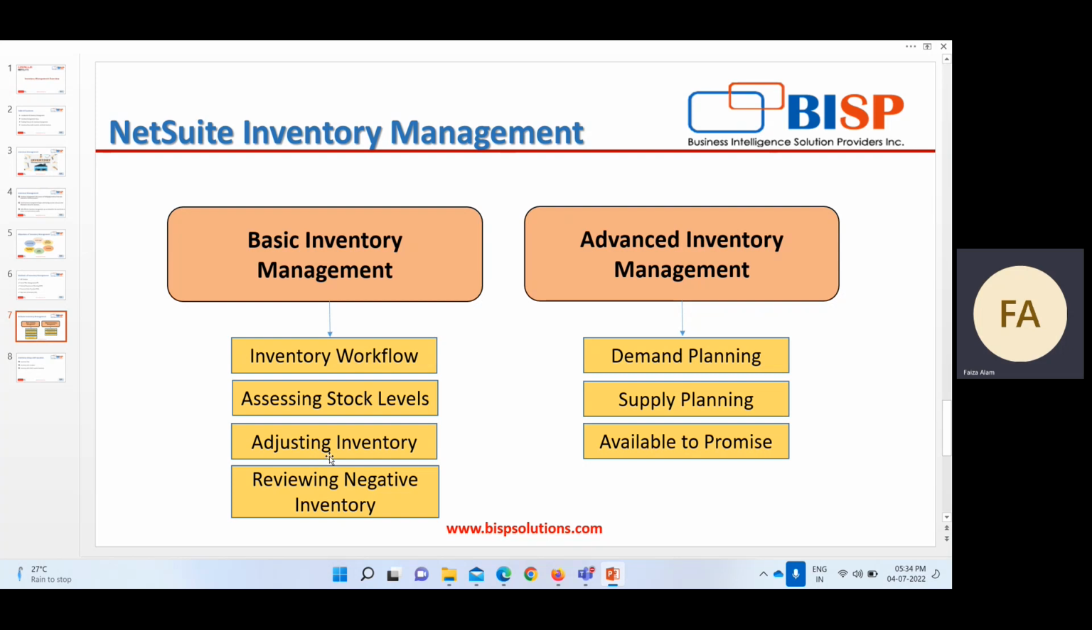So we are done with the basic inventory management features and the advanced inventory management features.